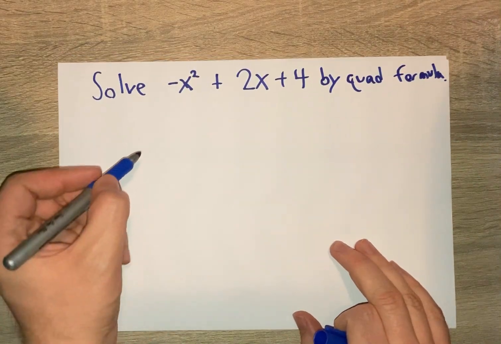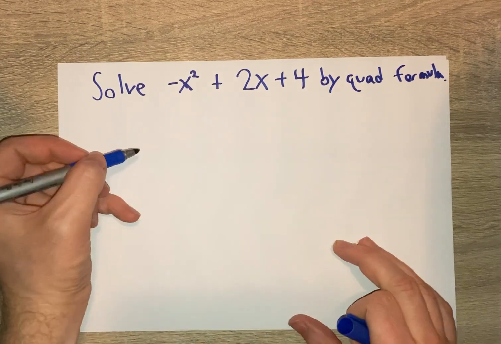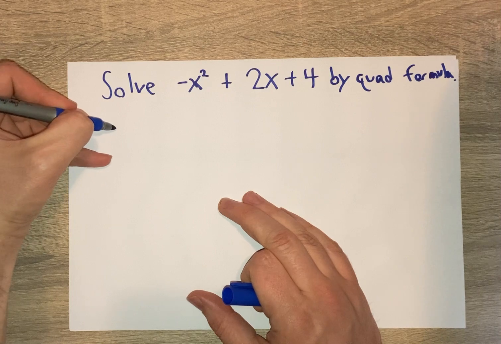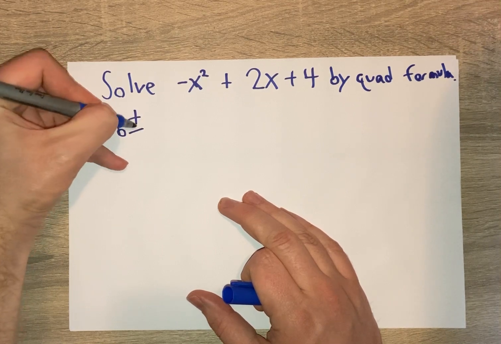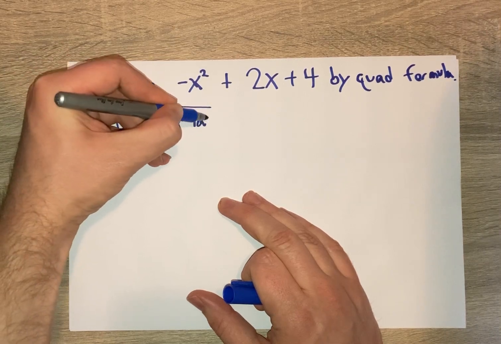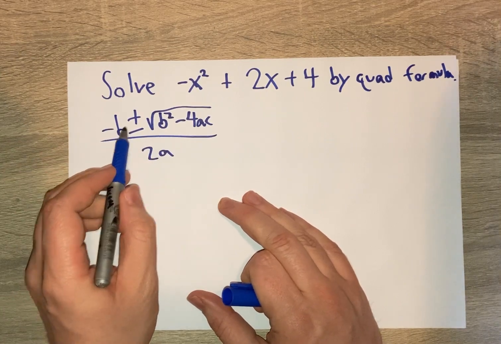All right, today we're going to be solving negative x squared plus 2x plus 4 by use of the quadratic formula. Let's get our quadratic formula down first. This is easy to look up, but it's also easy to remember the song. Negative b plus or minus the square root of b squared minus 4ac all over 2a. Okay, now let's plug in our values.